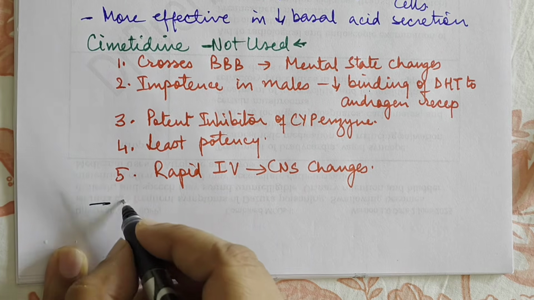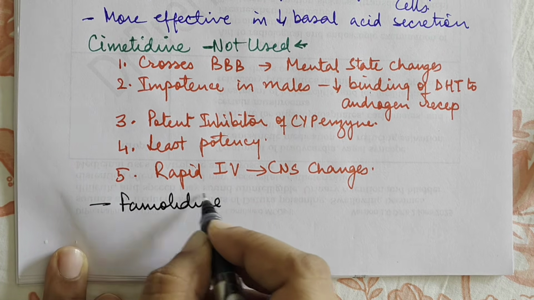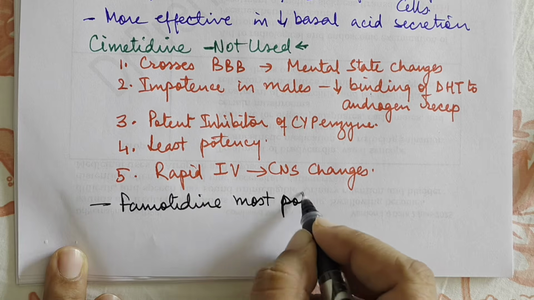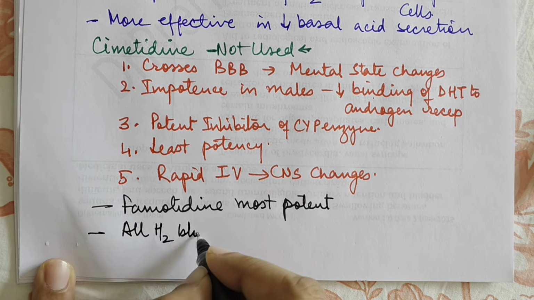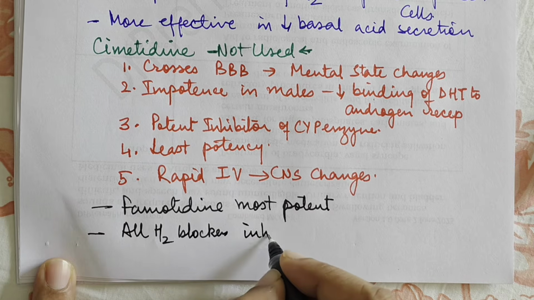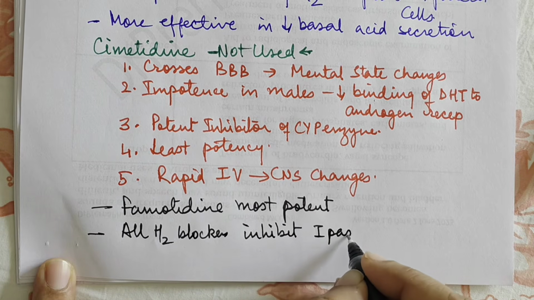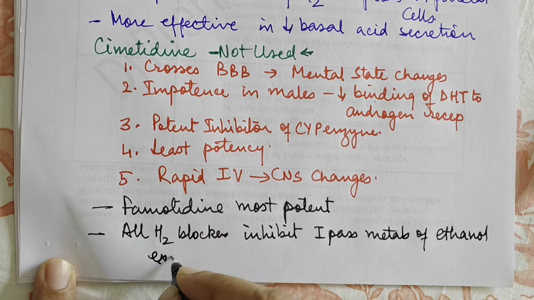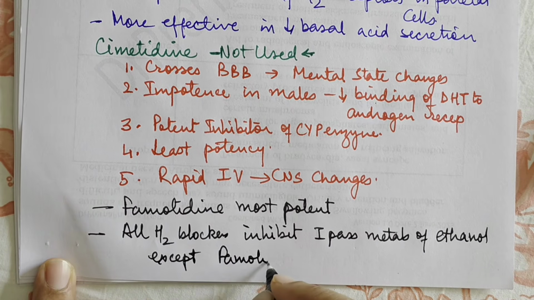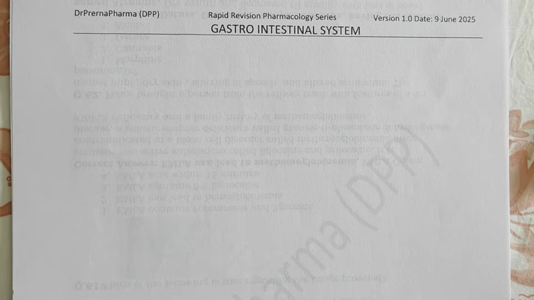Now let's see the other drugs. Famotidine is found to be the most potent H2 receptor blocker. Now all H2 blockers inhibit the first pass metabolism of ethanol, except famotidine. Famotidine has nothing to do with ethanol. Okay, let's move ahead in this.